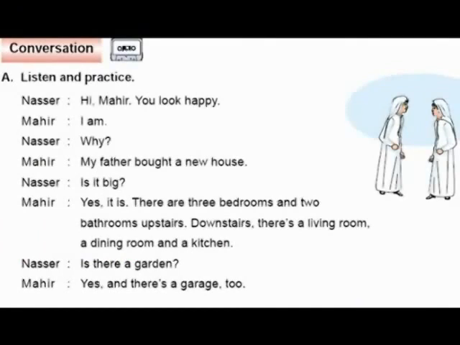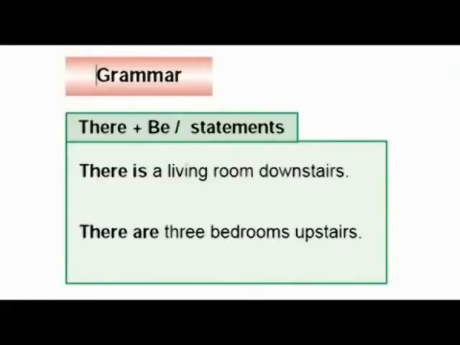Conversation. Listen to Maher describing his new house. You look happy. I am. Why? My father bought a new house. Is it big? Yes, it is. There are 3 bedrooms and 2 bathrooms upstairs. Downstairs, there's a living room, a dining room, and a kitchen. Is there a garden? Yes. And there's a garage, too. Grammar.